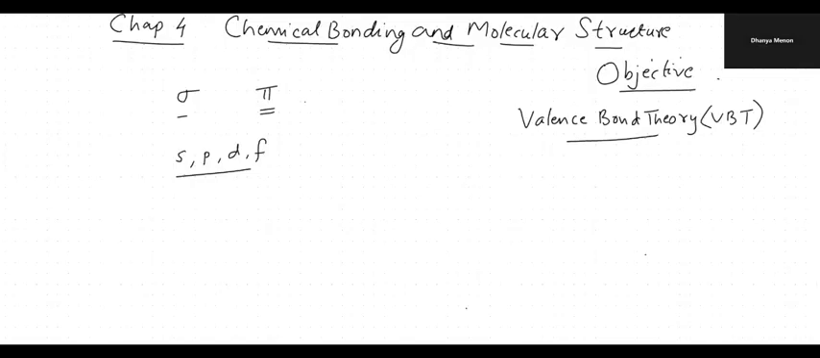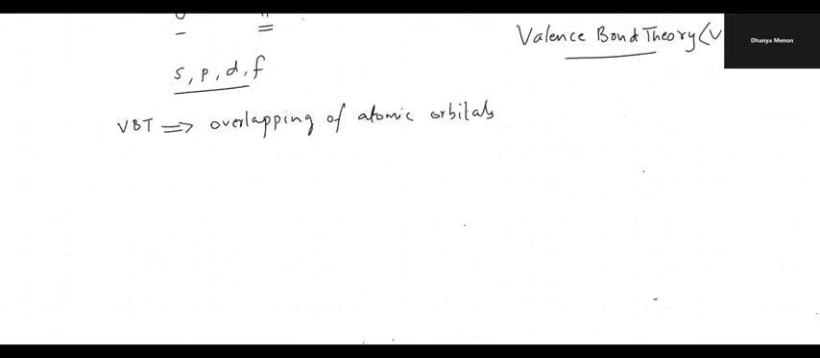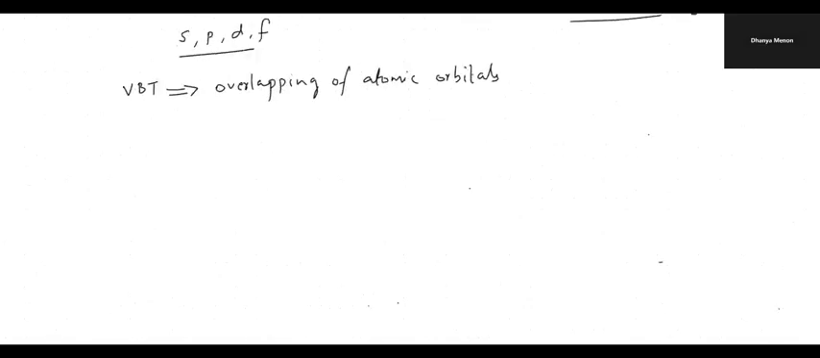So valence bond theory, VBT, tells about the overlapping of atomic orbitals. According to valence bond theory, the overlapping of atomic orbitals takes place. And what is present in these atomic orbitals? Electrons are present.